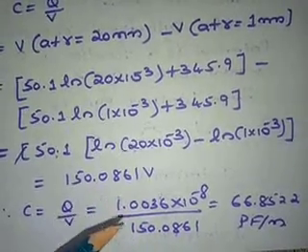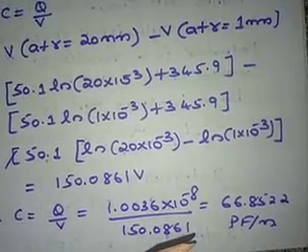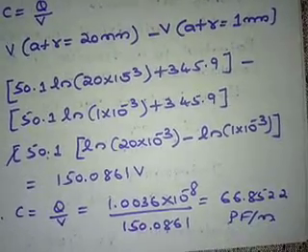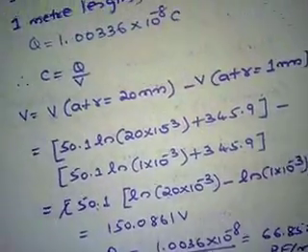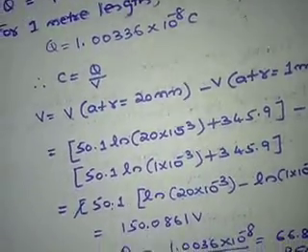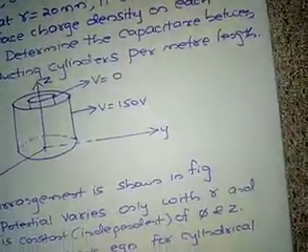That is Q by V. Sorry, it is a capacitance, so it is picofarad, 66.8522 picofarad. So this is how we have to solve if the given surface is a cylinder surface, using the Laplace equation to find the value of capacitance.